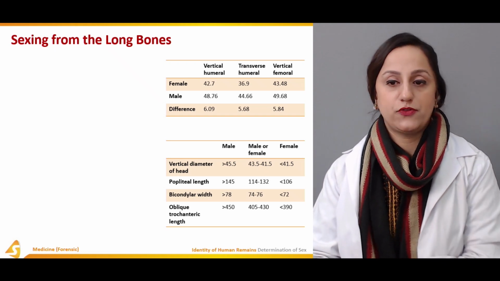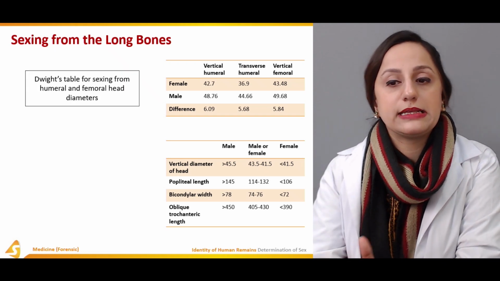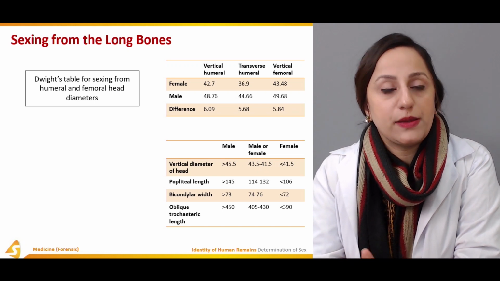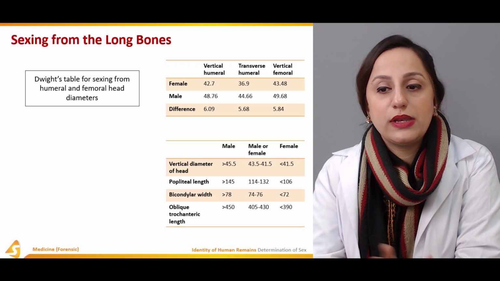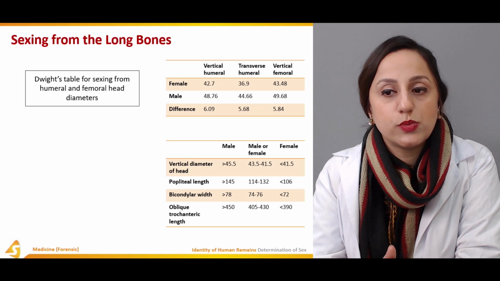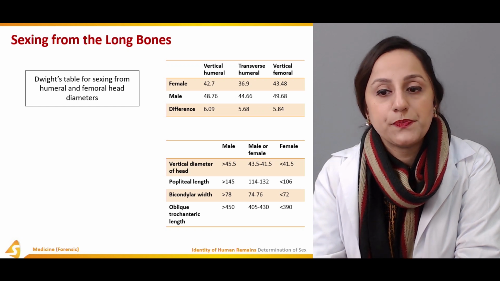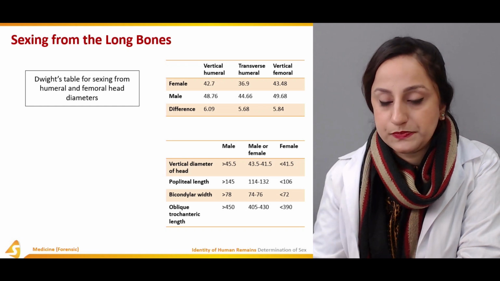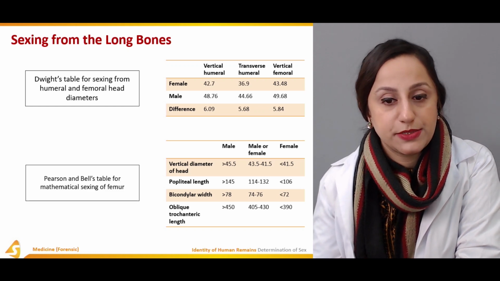Even the long bones come in handy whenever we are sexing the bones. The humerus, for example: in these tables, as you can see, it is Dwight's table for sexing from the humeral and the femoral head diameters. Whenever we compare, it's basically the transverse humeral diameter, the vertical humeral diameter, and the vertical femoral diameter. There is a difference in them if we are comparing them, and we can sex the bones through these tables as well.